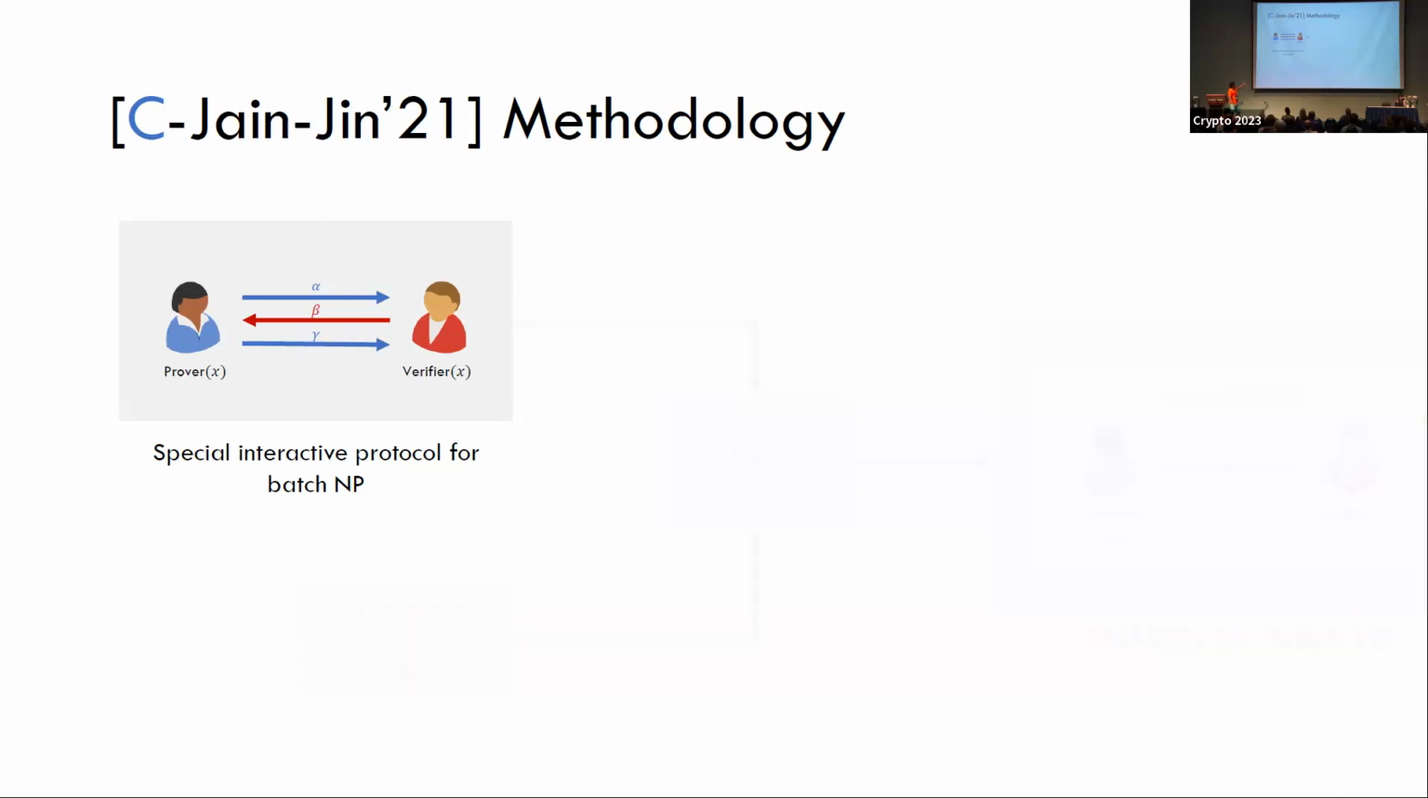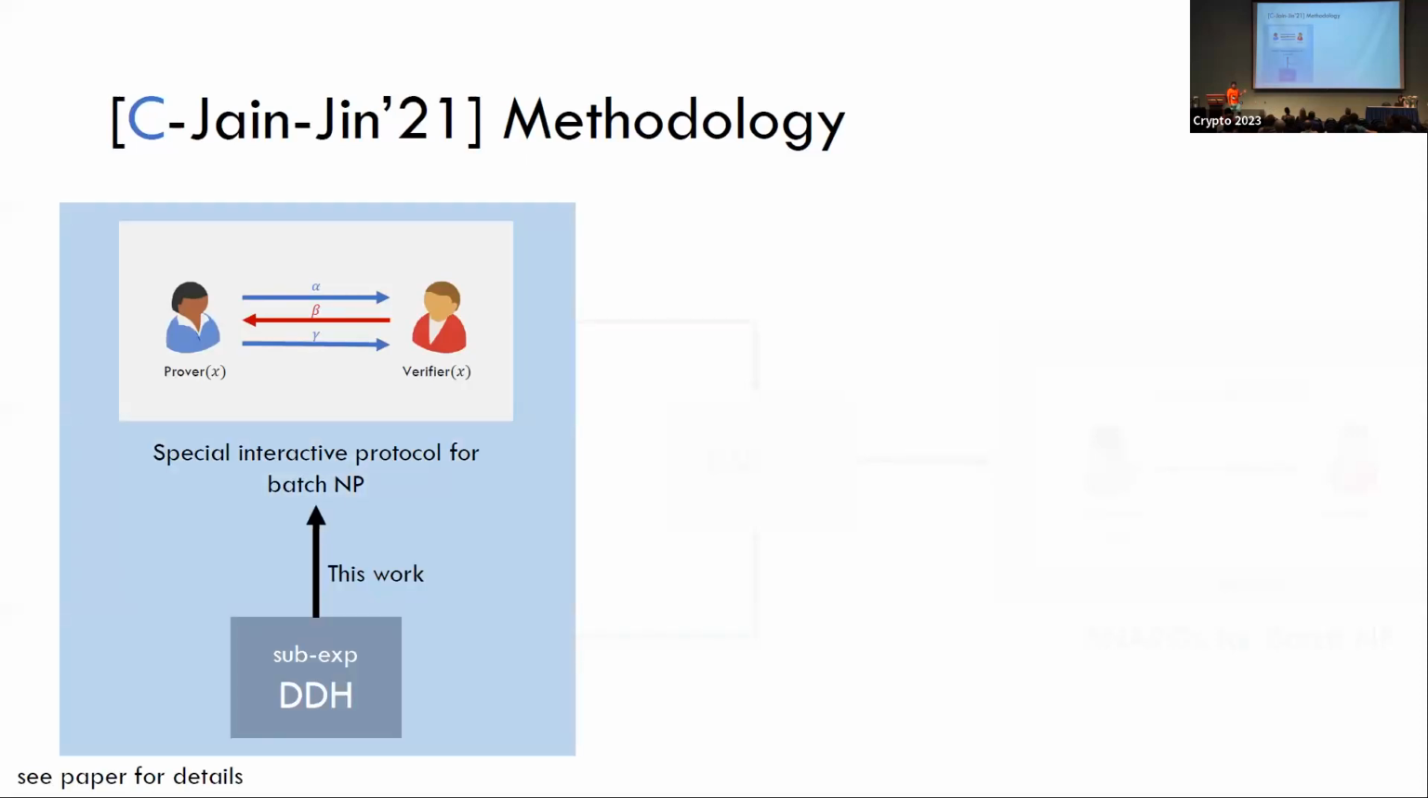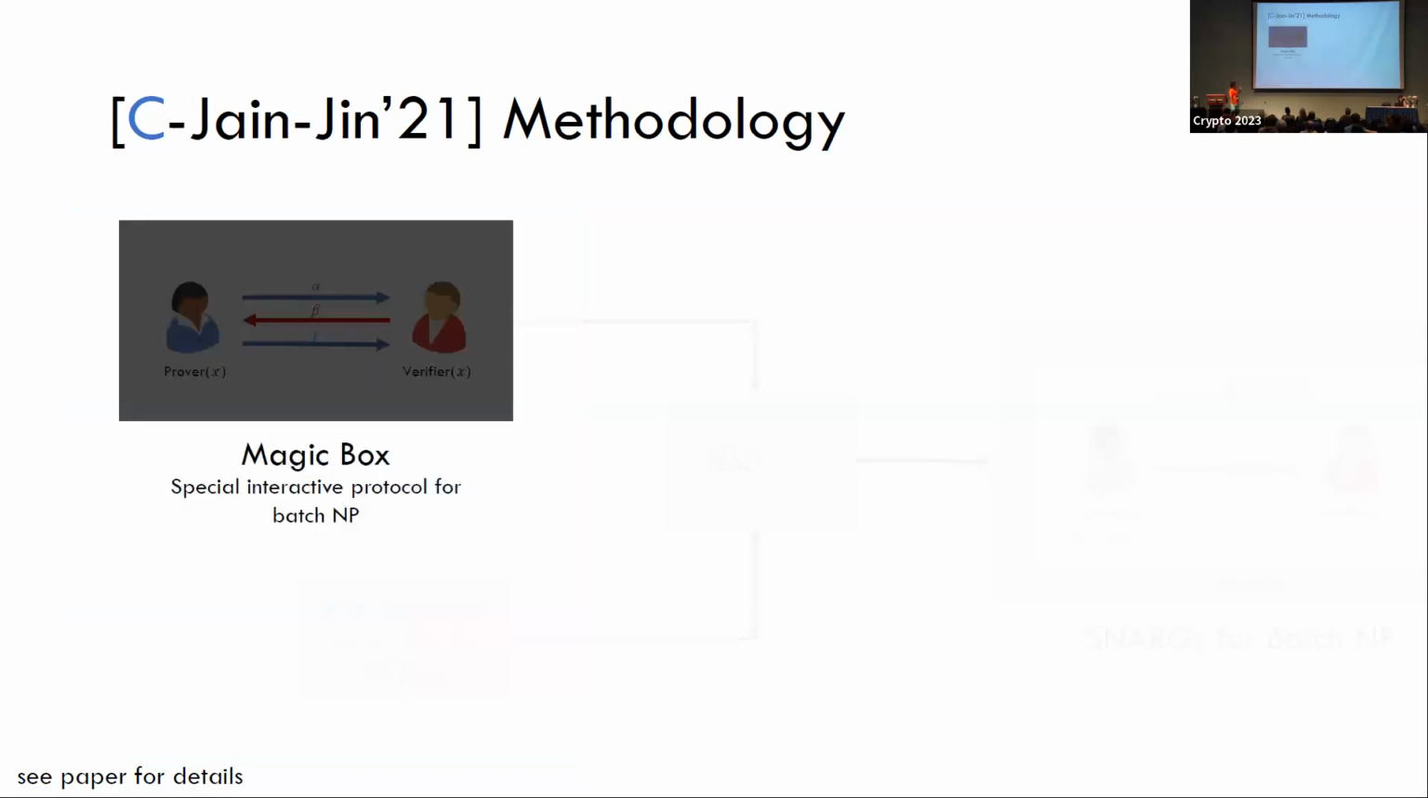I want to briefly touch upon this special interactive protocol for batch NP. I'm not really going to talk about the properties or how you get from here to the SNARGs for batch NP. What I will say is that it does require computational assumptions. So in this work, since we want to construct these protocols just based on sub-exponential DDH, you actually require sub-exponential DDH for some of the primitives underlying this interactive protocol. And that's all I'll actually say about this interactive protocol in this talk. You can see the paper for details. So for the rest of the talk, I'm just going to imagine this to be some sort of magic box that gives the properties for bad, and we're just going to use it in that abstraction.